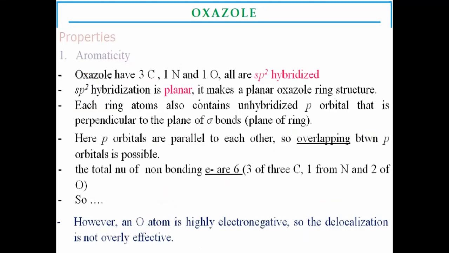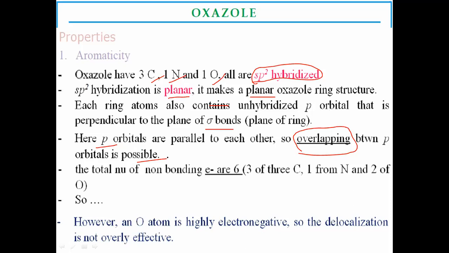All the atoms in oxazole are sp2 hybridized atoms, having 1 oxygen, 1 nitrogen and 3 carbon atoms. Due to the sp2 hybridization, all the sp2 hybridized orbitals are planar in nature. So the ring of oxazole is planar in nature, and in this planar oxazole ring, the unhybridized p orbitals are perpendicular to the plane, the sigma bonds lie in the plane, whereas p orbitals are parallel to each other. By sidewise overlapping between p orbitals, they form the pi bonds.